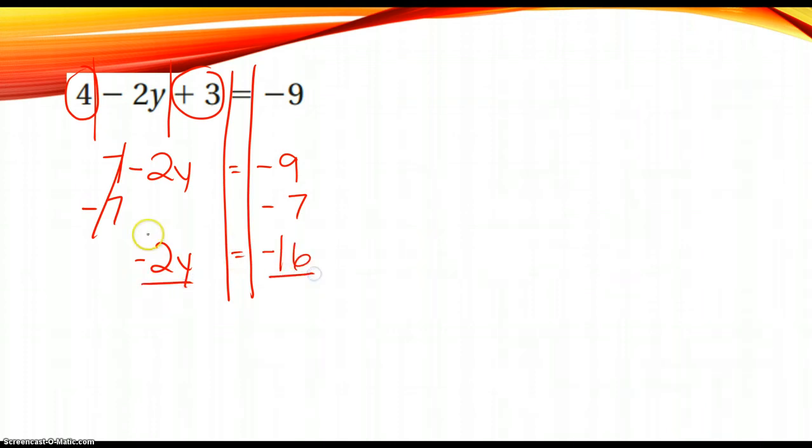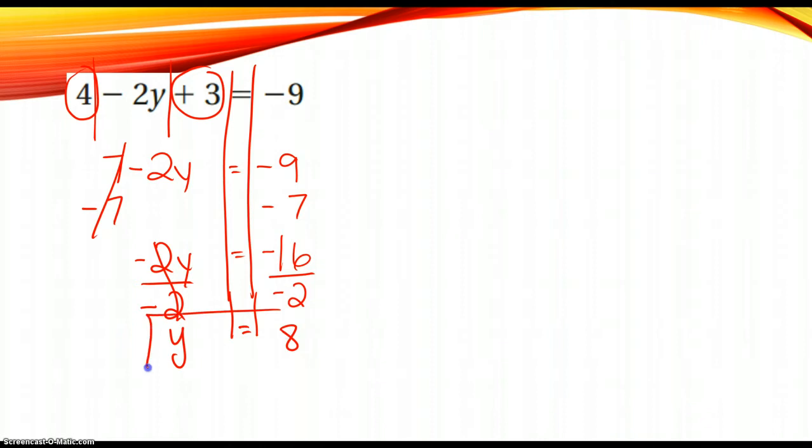Then we're going to undo this multiplication on our left side and divide by a negative 2, so we're left with a positive y. And so we divide our right side by negative 2. These negative 2's cancel out. We're left with y equals a positive 8, because a negative divided by a negative is a positive.